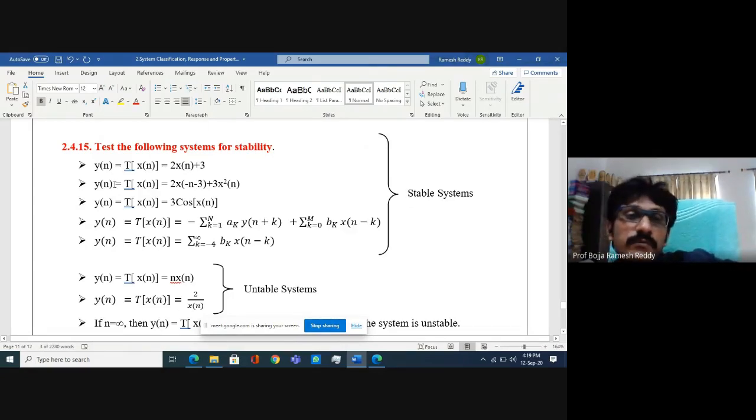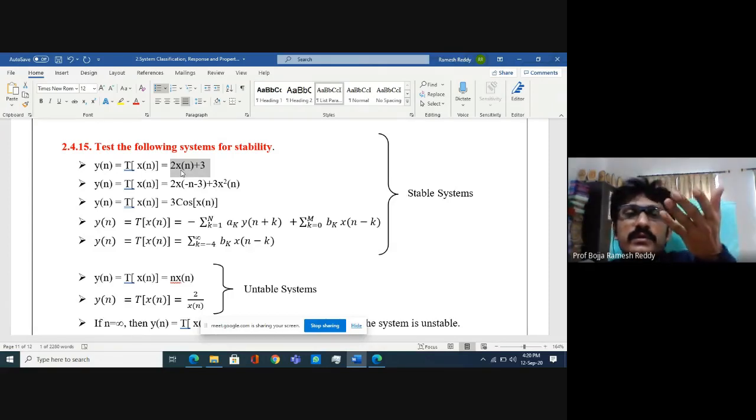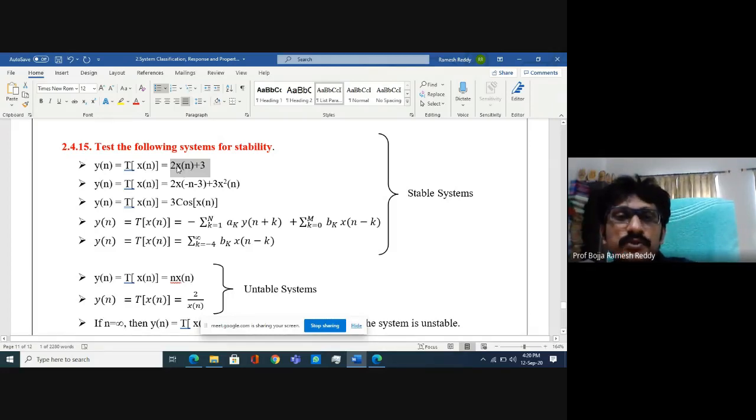We'll see one by one. The first is 2x of n plus 3. This means amplification plus a DC level shifter. The output is 2 times the input, which means amplification, plus 3, which is a DC level shifter. Due to that, the amplitude cannot be infinite. If x of n is finite, then 2 into finite plus 3 is finite. That's why this is a stable system.